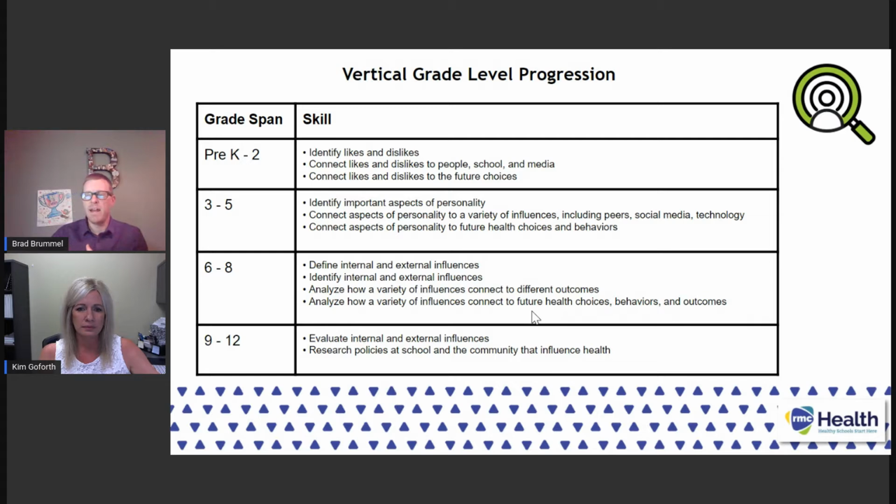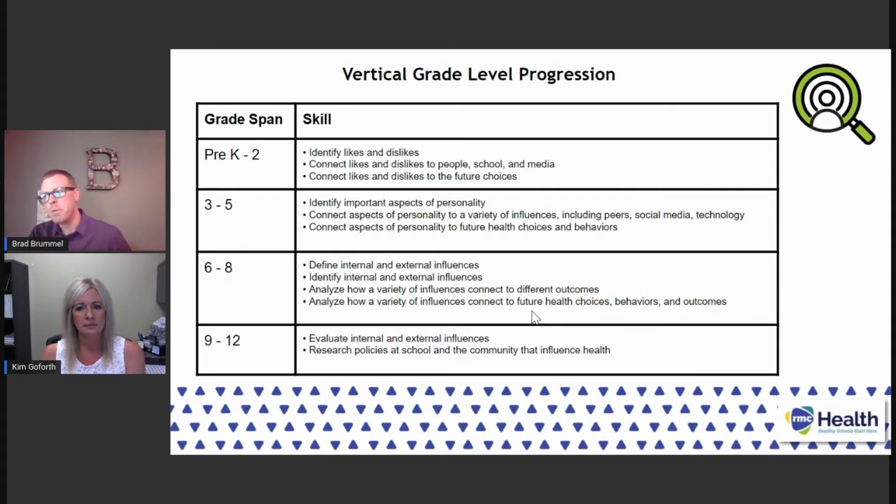It's really nice to see that at that elementary primary level, we're just starting off by looking at the likes and dislikes of students, because a kindergartner is not going to be able to evaluate an external influence right away. And so we're just starting with what do I like, what do I dislike. We're connecting those likes and dislikes to our culture and our community and future choices. And then as those students progress into elementary school, we're going to be talking a lot more about personality.